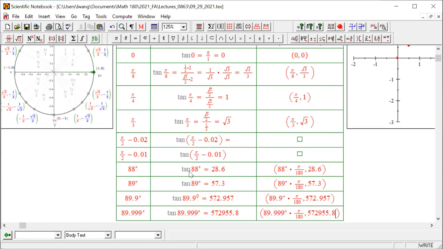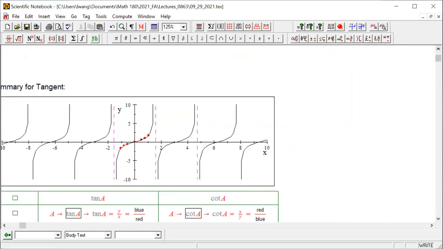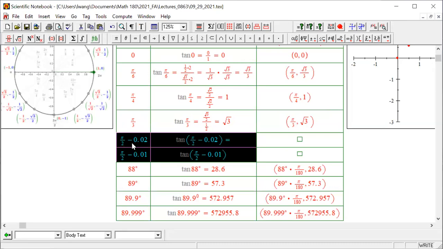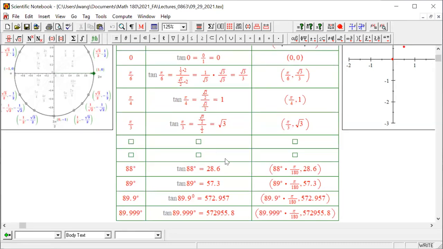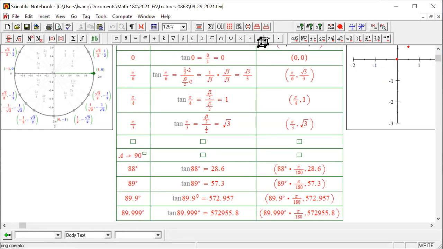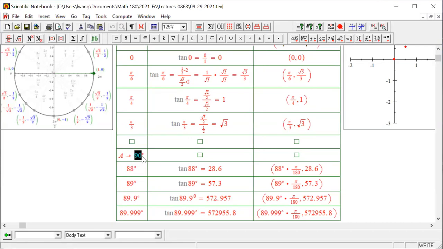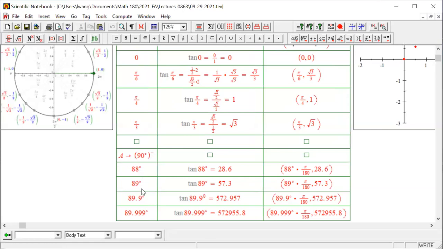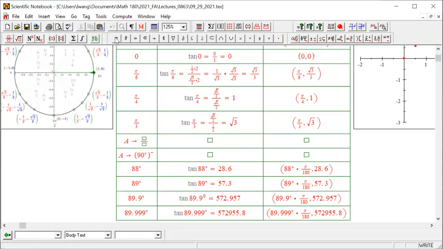Now, let's look at the pattern again. As we're getting closer and closer to 90 degrees, from smaller than 90 degrees, look, 88 degrees, 89 degrees, 89.9 degrees, 89.999 degrees, they are all smaller than 90 degrees, i.e. in radian, the angles are getting closer and closer to pi over 2 from smaller than pi over 2.